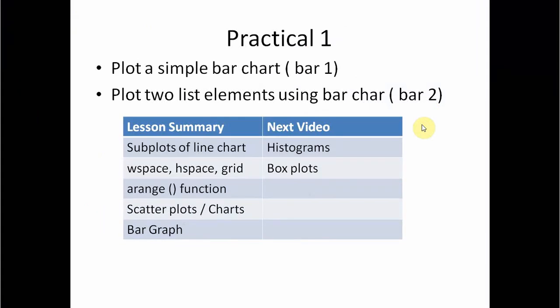So that was all about bar charts, and we have come to an end of this part. In this part we studied subplots of line charts. In subplots we studied wspace, which is width space, hspace, height space, and grid. We had a quick revision of the arange function. Then we studied scatter plots or scatter charts and bar graphs. In the third part, which is the last part of this chapter, we will be studying histograms and box plots. Pie charts are not in your syllabus. Still, we'll try to cover pie charts there.